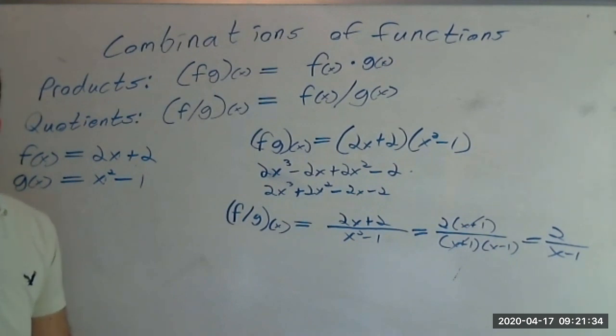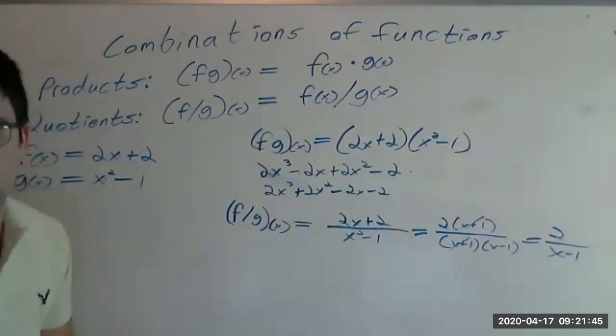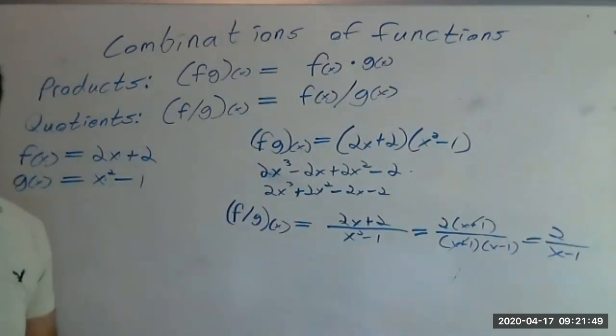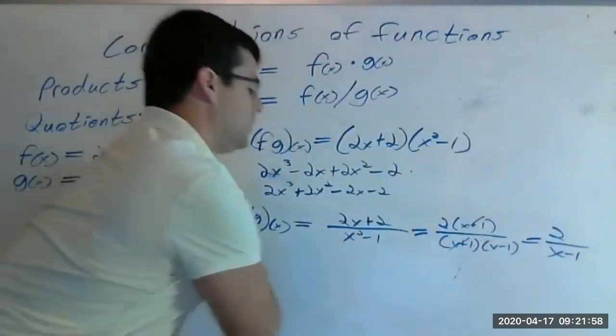The last one that usually gives people trouble is called a composition of two functions. So let's look at that one. Save most of our time for that.